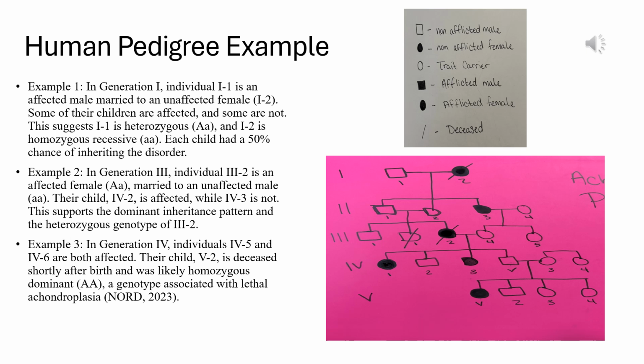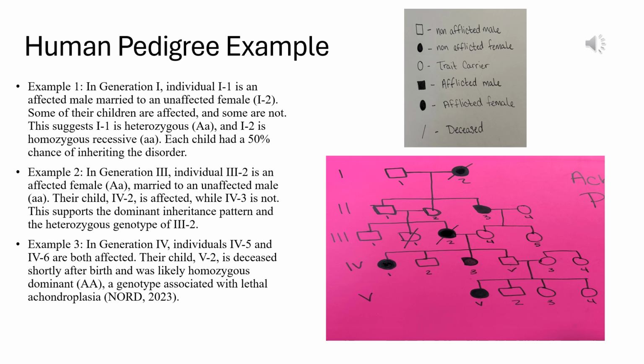Some of their children are affected and others are not, suggesting that generation 1, number 1, is heterozygous, and generation 1, number 2, is homozygous recessive. Each child had about a 50% chance of inheriting the disorder.